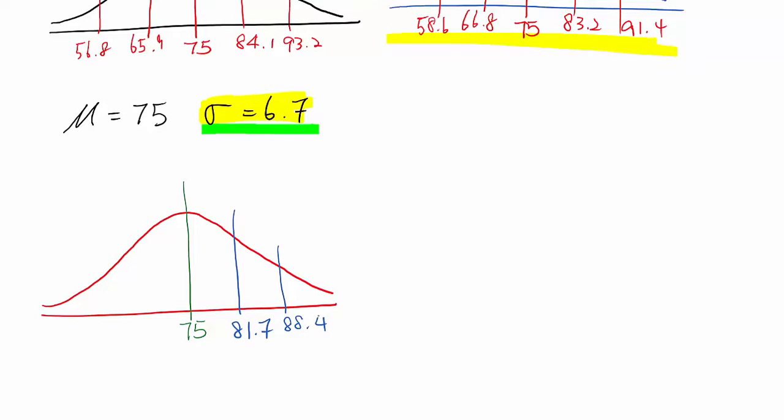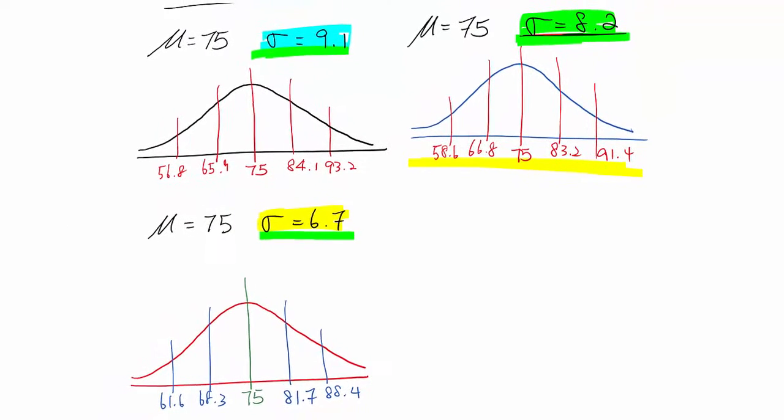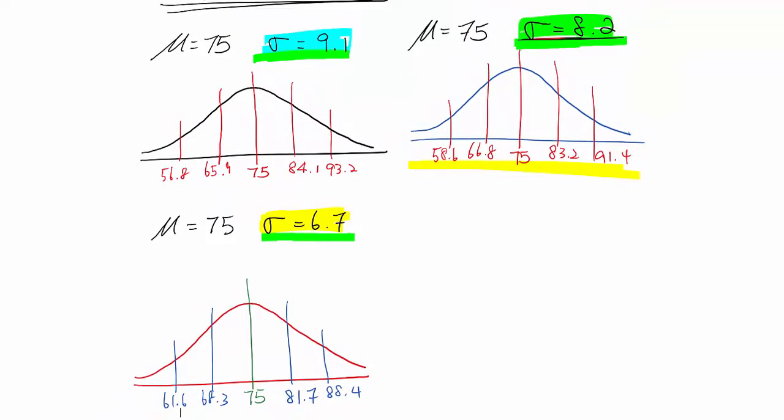So the left side, 75 minus 6.7. So the first one is 68.3. The second one is 61.6. Okay, so I'm going to make this data set a little bit smaller, so we can see it on one screen. So all the mean values are exactly the same, 75, on this line here.